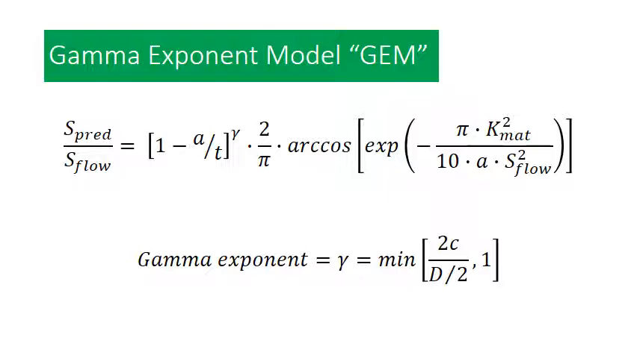So when we look at the model, we have a remaining strength, which is the predicted failure strength over the flow strength. We have a 1 minus a over t term, so that's the remaining ligament to the power of the exponent gamma. We've got a 2 over pi term, arc cos exponential, k squared is the material toughness. We have a 10 factor in there, a is the depth, and a flow strength. Now, the gamma exponent for crack-like flaws is defined as the minimum of the crack length divided by the radius of the pipe, and that's limited to a maximum value of 1.